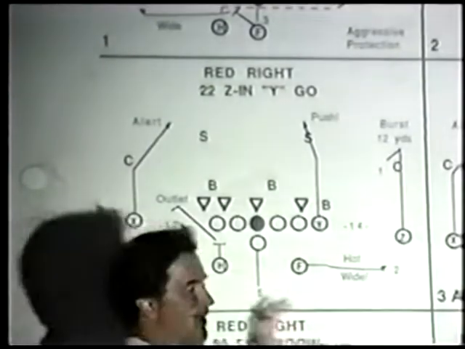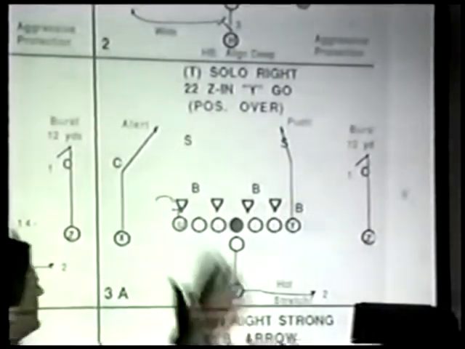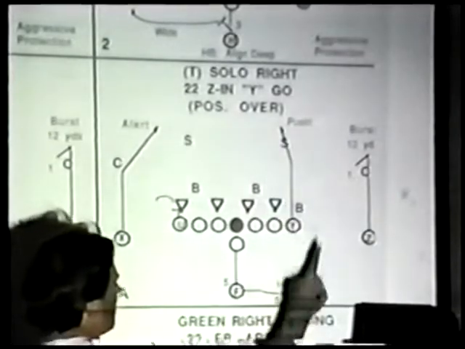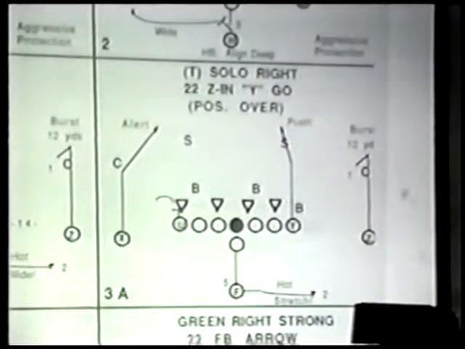He changes. We can run it also from Tiger. Solo right, 22 Z and Y go. Same thing, if you get cover 8, run the play. Tight end will use up two people, and the progression is 1-2. That's it, quarterbacks. 1-2.